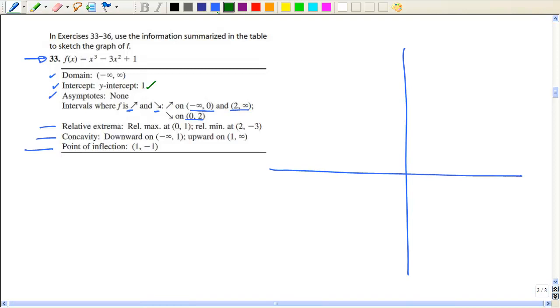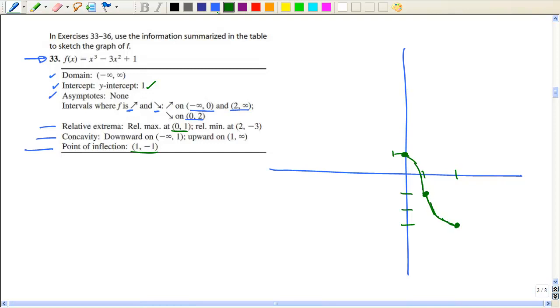The y-intercept is 1. I think I can handle that. I have a relative max at (0, 1), so I know that's a maximum, and a relative minimum at (2, -3). It's concave downward from negative infinity to 1, and then concave upward from there. My point of inflection, that might help: (1, -1). So I've got that.